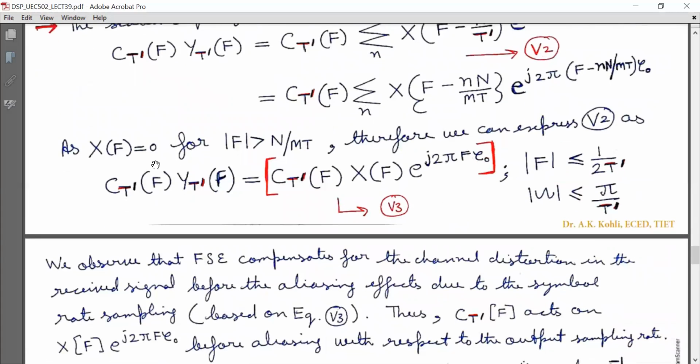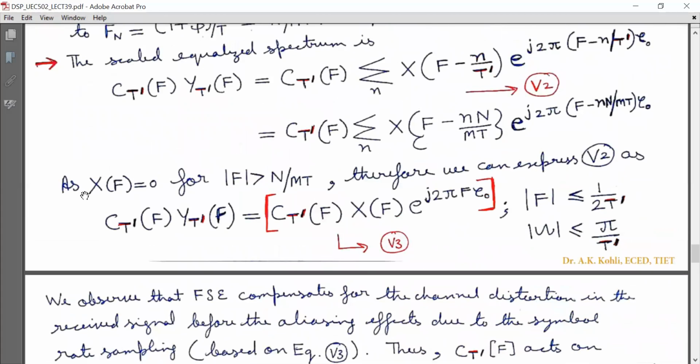As X(f) is equal to 0 for magnitude f greater than N by MT, therefore we can express V2. This is very important, as X(f) is equal to 0 for magnitude f greater than N by MT. Therefore, we can express V2 as C_T'(f) into Y_T'(f) equal to C_T'(f) into X(f) e raised to j 2 pi f tau naught. Mark it as equation V3, for magnitude omega less than or equal to pi by T', or magnitude f less than or equal to 1 by 2T'.